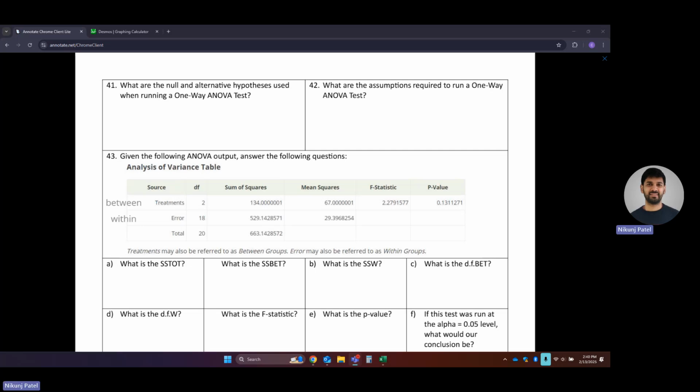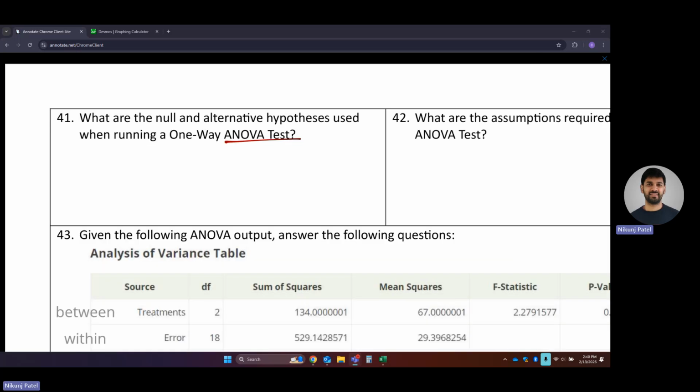Numbers 41 through 44 talk about doing what's called an ANOVA test. And in an ANOVA test, it's kind of like a hypothesis test. You do have a null and alternative hypothesis. So H0 and HA or H1, depending on what it says in the problem, but null and alternative.